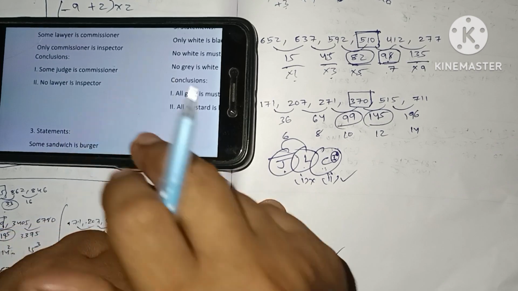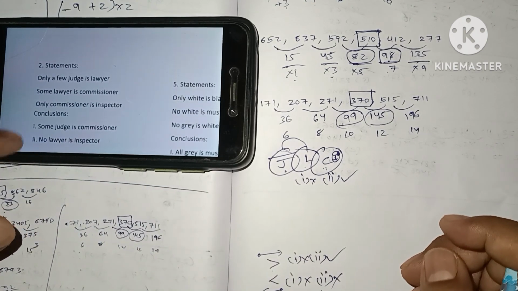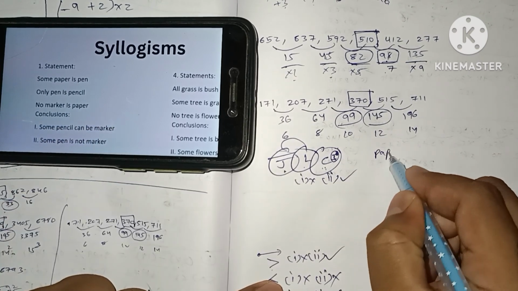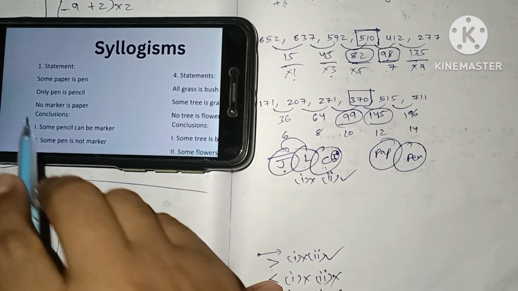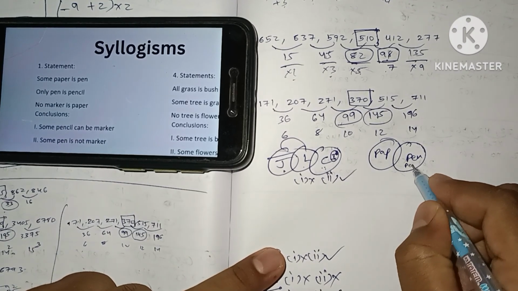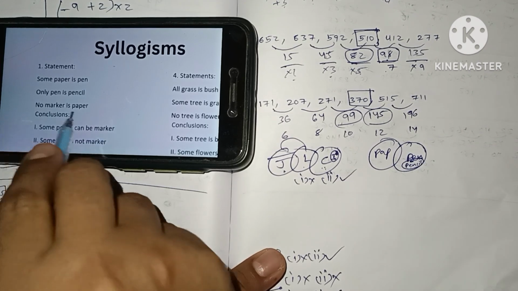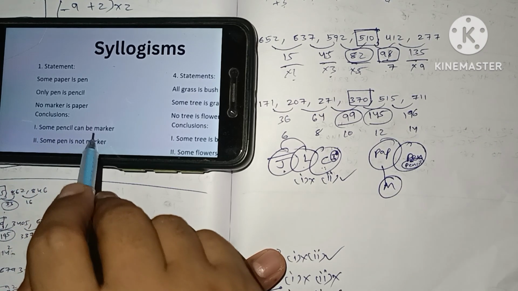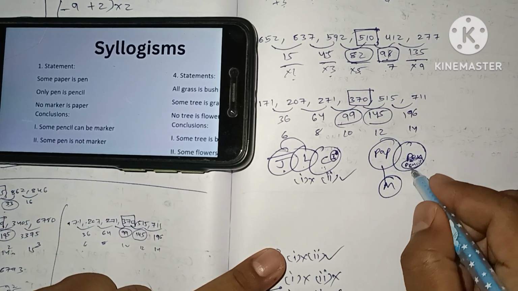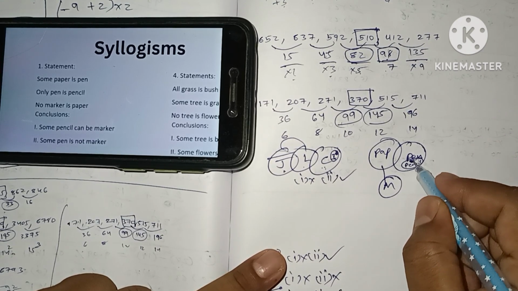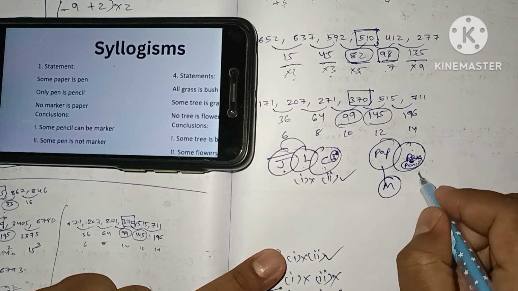Okay, let's see. Sorry, it is the second question. Let's see first question. Some paper is pen. Only pen is pencil. So pencil is inside pen and doesn't share with anything except pen. No marker is paper. Let's see conclusion. Some pencil can be marker. Some part of a pencil is sharing with marker. Is it a possibility? No, because pencil doesn't share with anything except pen. So first conclusion will be false.